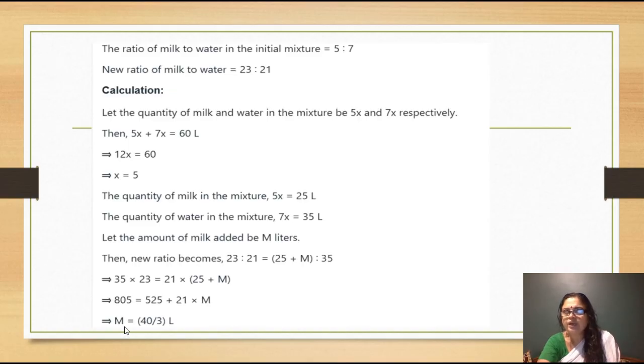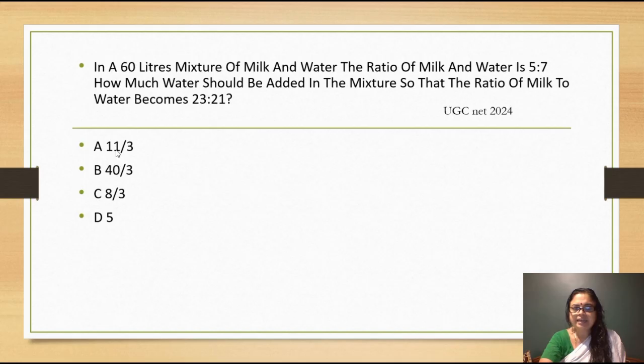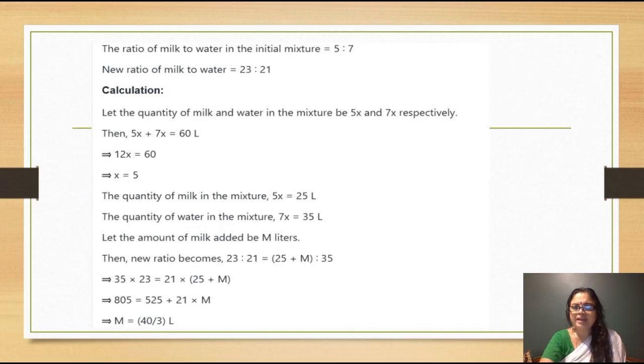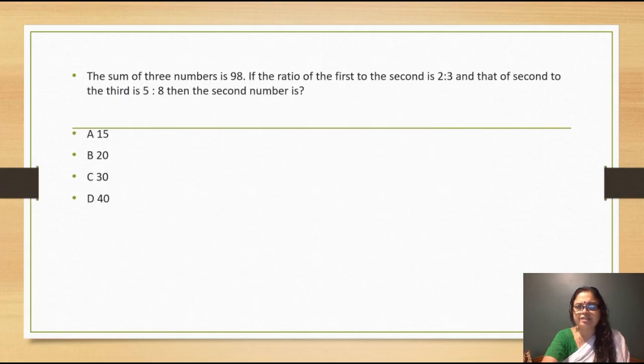So you can get either a numerical value or a fractional value. That depends on how the questions are given. If the options are given in terms of fractions, like 11 by 3, 40 by 3, then we need to represent the answer in terms of those fractional values only. Numerical values cannot be got. So sometimes the questions can be asked in such a manner that the answer will be expressed in terms of fractional values.